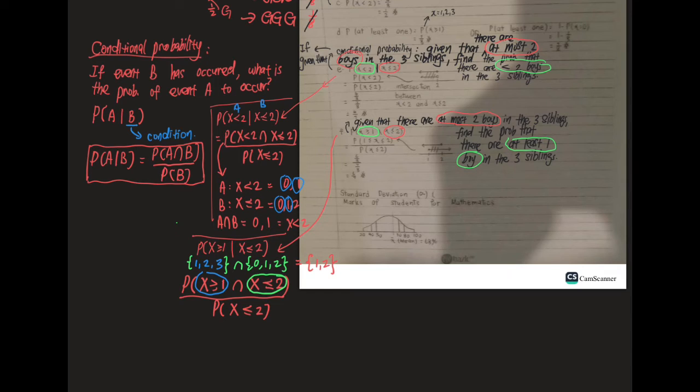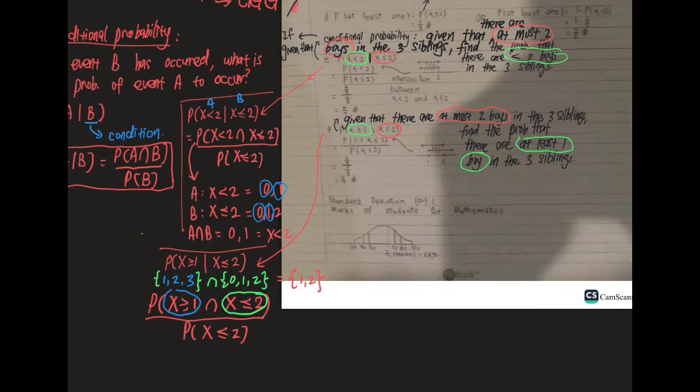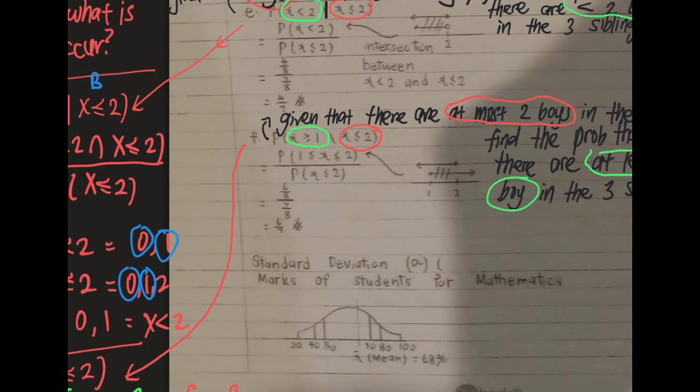And because of that, you see the numerator ends up with P(X in between 1 and 2). The condition at the bottom remains the same, P(X less than or equal to 2). Okay, now P(X in between 1 and 2), right? How do they get 6 over 8? So 6 over 8, you look at the table just now.